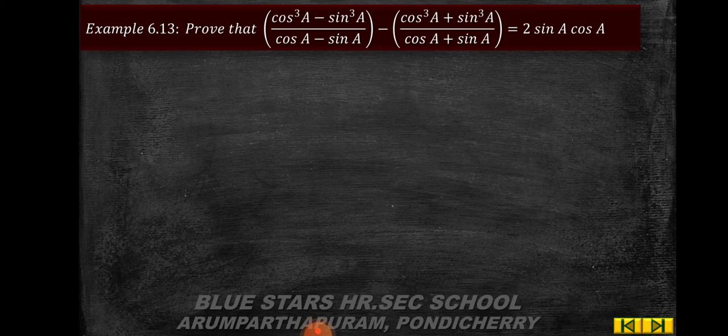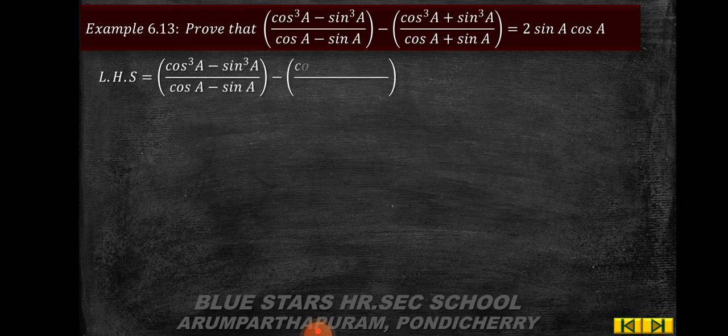Next one is example 6.13. Prove that cos cube A minus sin cube A divided by cos A minus sin A, the whole thing minus cos cube A plus sin cube A divided by cos A plus sin A, which is equal to 2 sin A cos A. First we have to take the left hand side: cos cube A minus sin cube A divided by cos A minus sin A minus cos cube A plus sin cube A divided by cos A plus sin A.